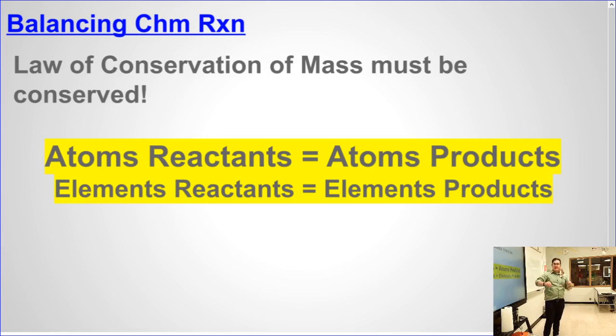Atoms in equals atoms out. Elements in equals elements out. Okay? We're ready to hop straight to an example. You ready? Is this the last one we have to write? It depends on how smoothly the examples go. If we're stumped on them, we'll go back. If we blow through it and we understand what's going on, we're looking good.